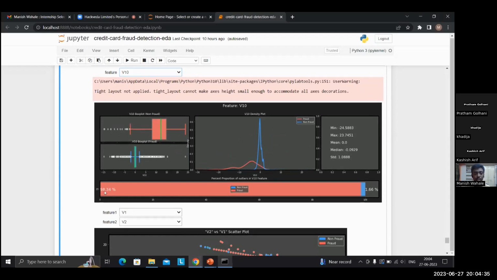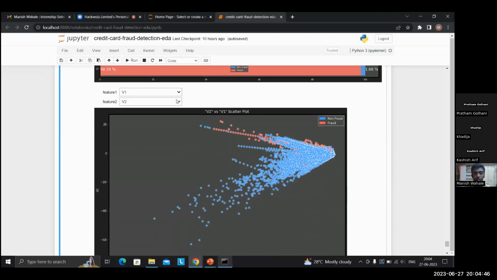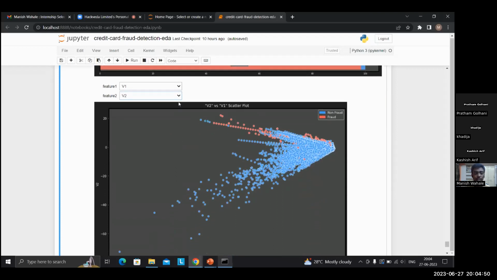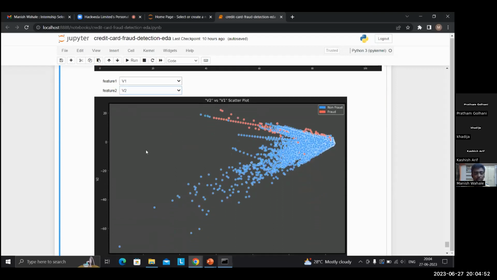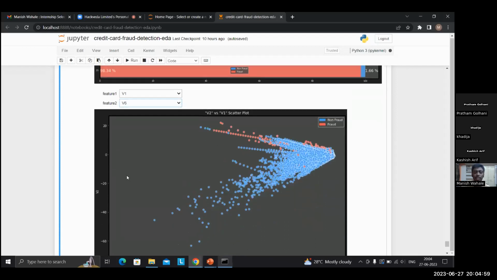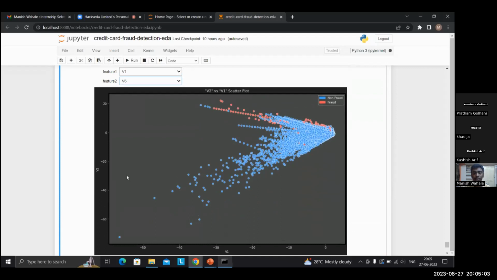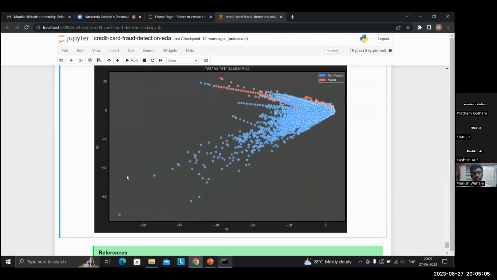It contains 98% outliers in the fraudulent one and 1.66% in the non-fraudulent one. And this is also the scatter plot for doing bivariate analysis. So I've compared the V1 and V2 plot. We can also do it for V1 and V6. This will take some time in our dashboard because the scatter plot is plotting around 284,000 points. So it will show.